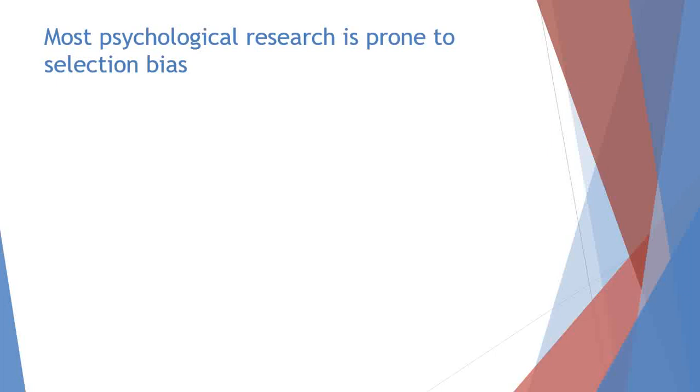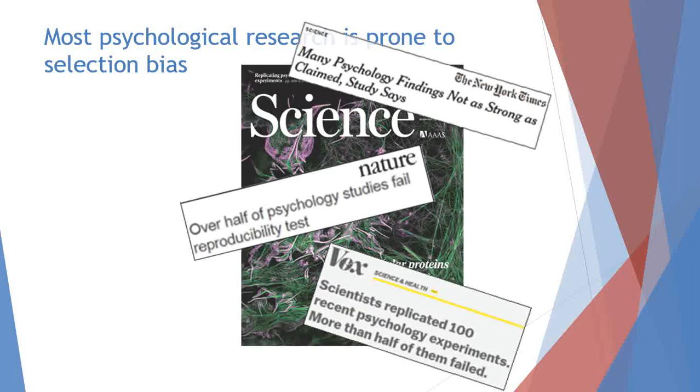So, you may have heard about the reproducibility crisis and the argument that most psychological research is prone to selection bias. So here are some headlines taken from the news. It was based on a high-profile study done in Science, one of the most prestigious scientific and academic journals, and it was specifically about psychology research.